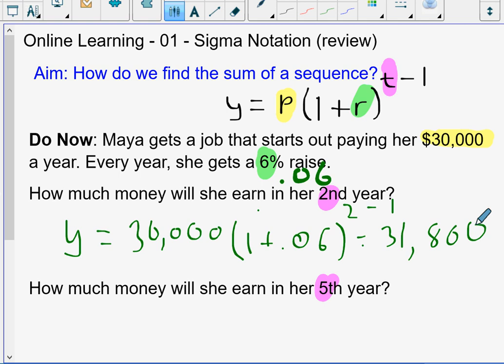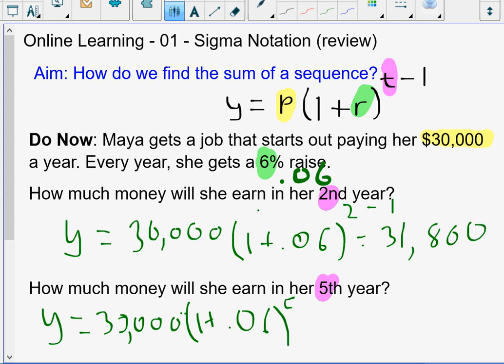And then the only thing that's different in the second question is that we're plugging in 5 instead of 2 for the time. So we've got y equals 30,000 times 1 plus 0.06 to the 5 minus 1. All right, so 5 minus 1 is 4. We've got 30,000 times 1 plus 0.06 to the fourth power. And that gives me that she is now earning $37,874 and 31 cents in her fifth year.